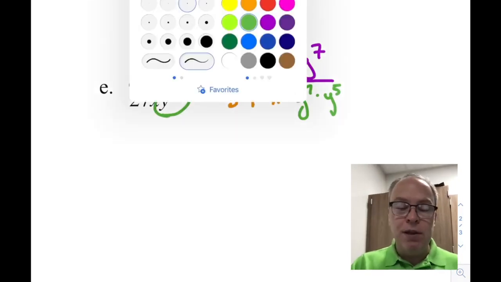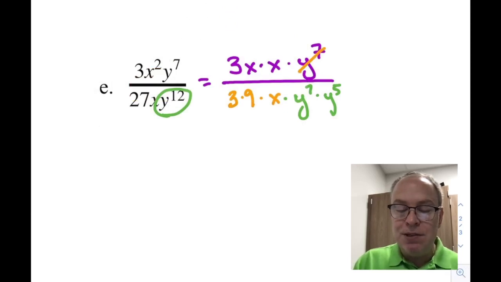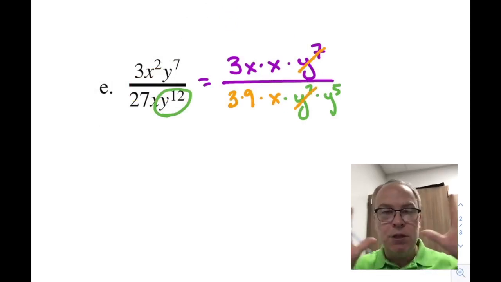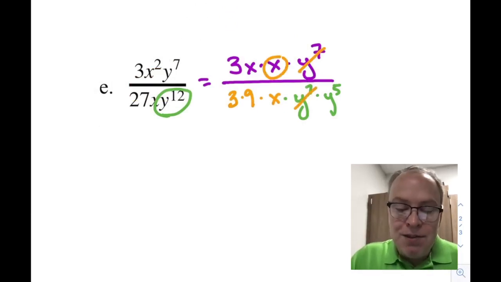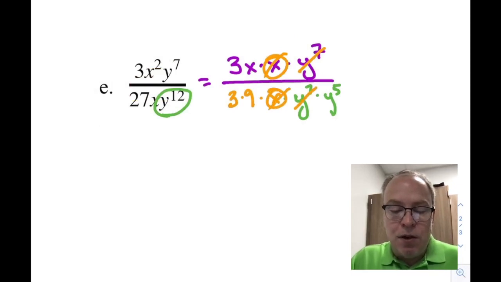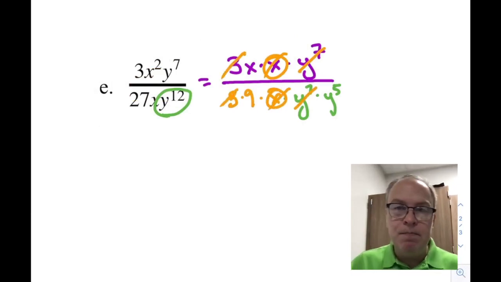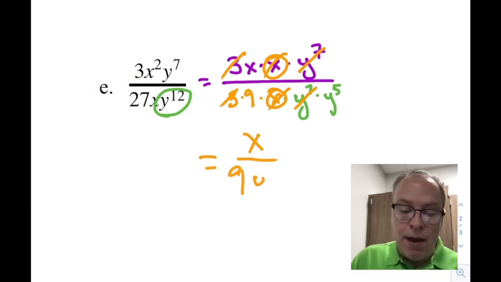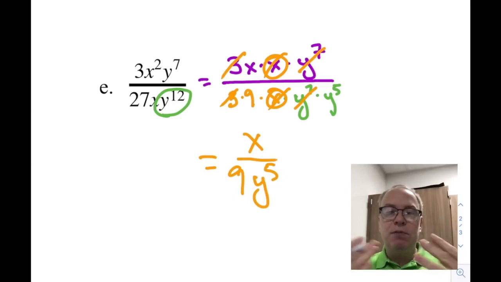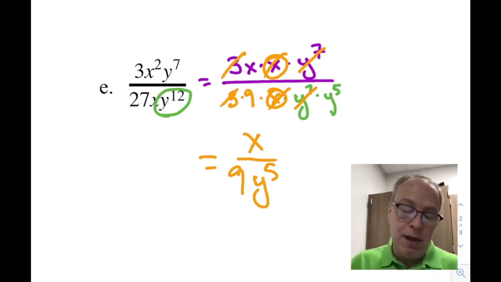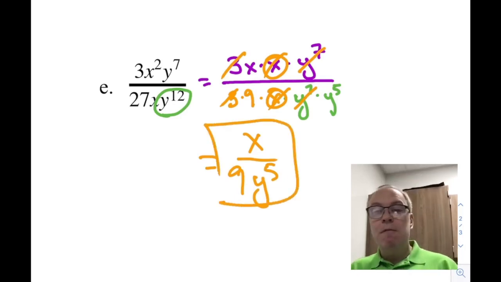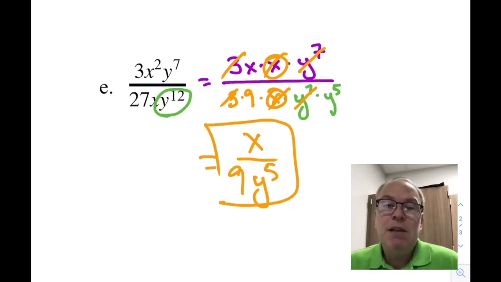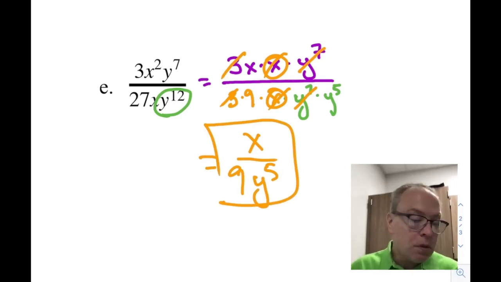Why did I do that? Because this 7 cancels that 7. It's just poof, it's gone. This x cancels that x, it's gone. That 3 cancels that 3. And I'm left with my final answer: x on the top, 9 on the bottom, and a y to the 5th on the bottom. So instead of subtracting exponents, you can also think about variables or factors canceling. They can even just be numbers that are canceling.